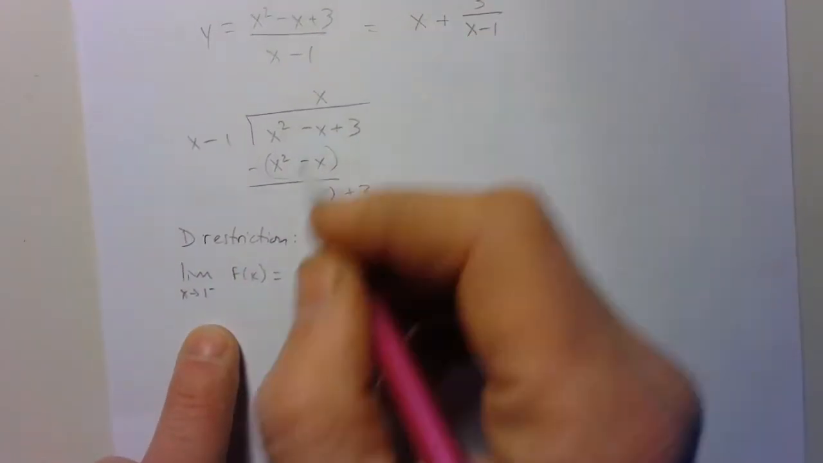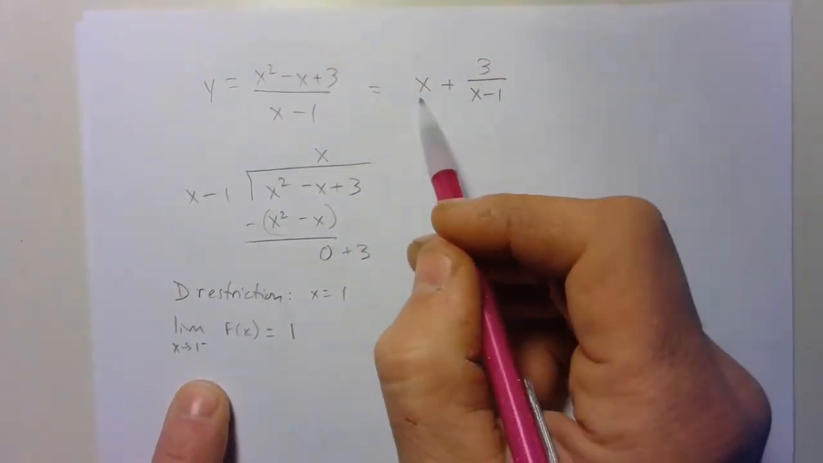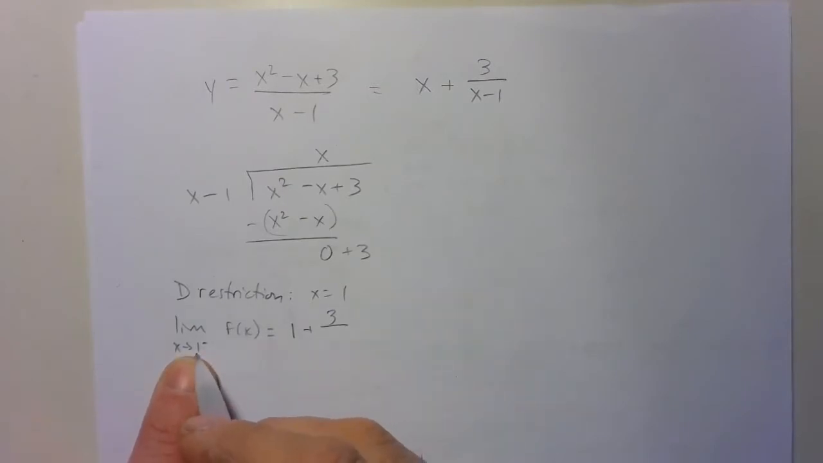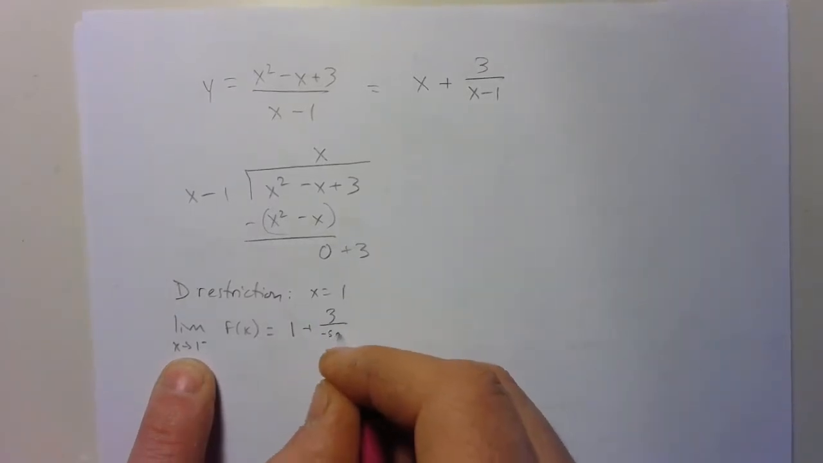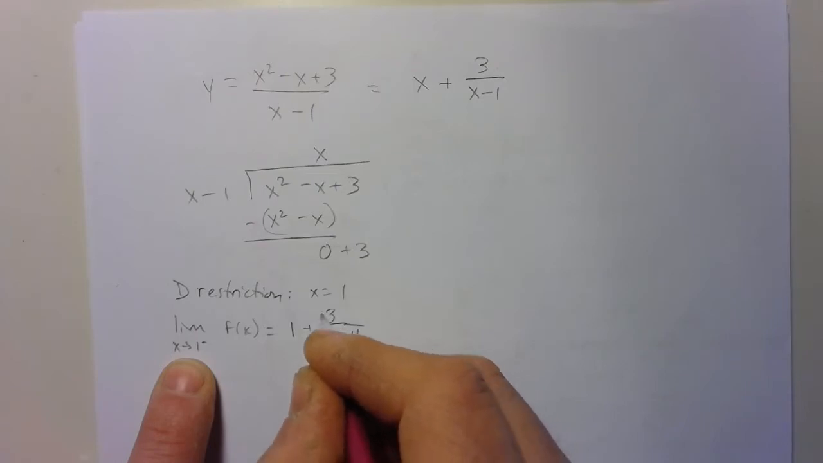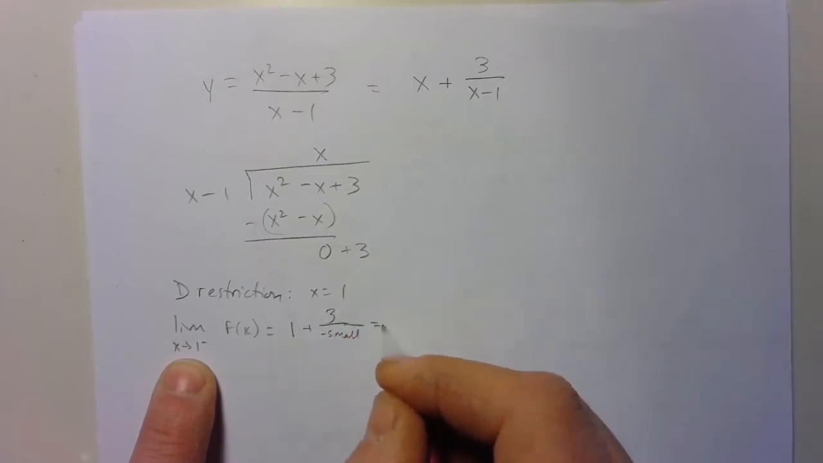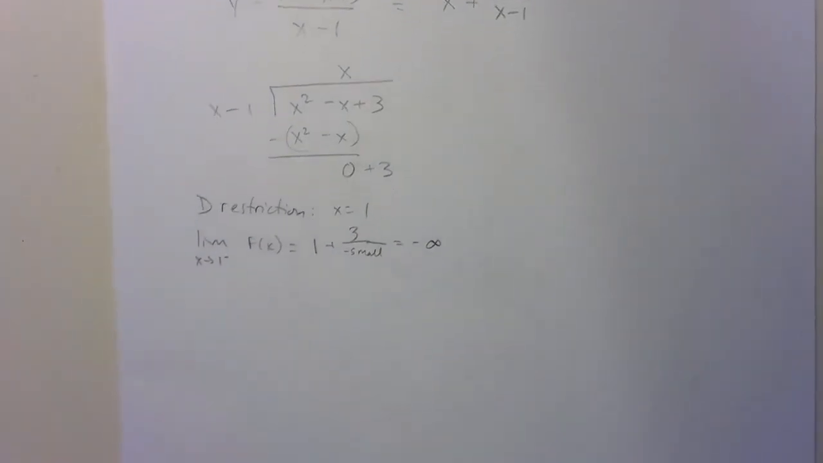So if I plug it in, this is just a 1. What's this number approaching? It's just approaching a 1. And for the rest of it, it's going to be 3 over, and then 1 from the left is like 0.99999. 0.99999 minus 1 is a negative small number. Remember, this is going to give me negative infinity. 1 minus negative infinity is still negative infinity. So that tells me my graph is going to be going down as I approach from the left.